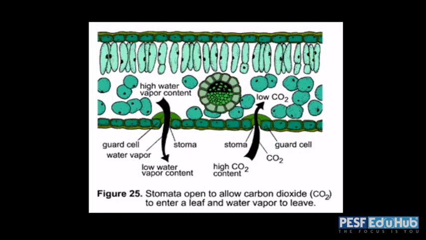When we observe the lower surface, you can see stomata. Each stoma is surrounded by guard cells. Through these guard cells, carbon dioxide enters and oxygen or water vapor leaves. The movement of water in the form of vapor is called transpiration. It takes place through stomata, so it is called stomatal transpiration. For photosynthesis, we need carbon dioxide. That carbon dioxide enters through stomata.